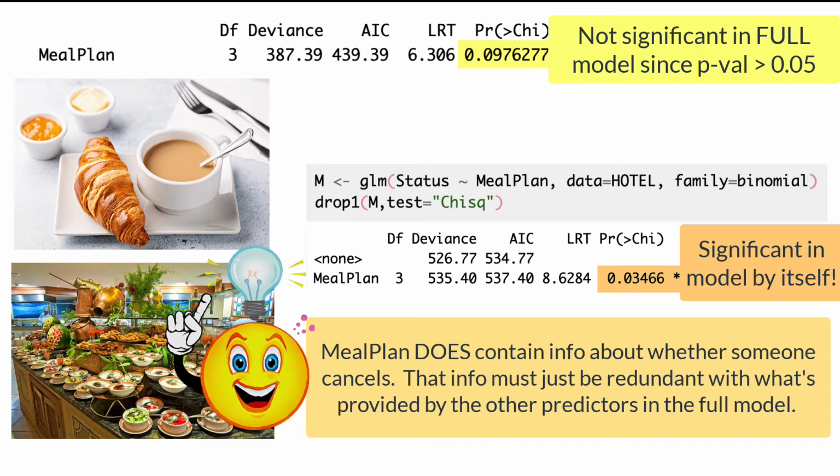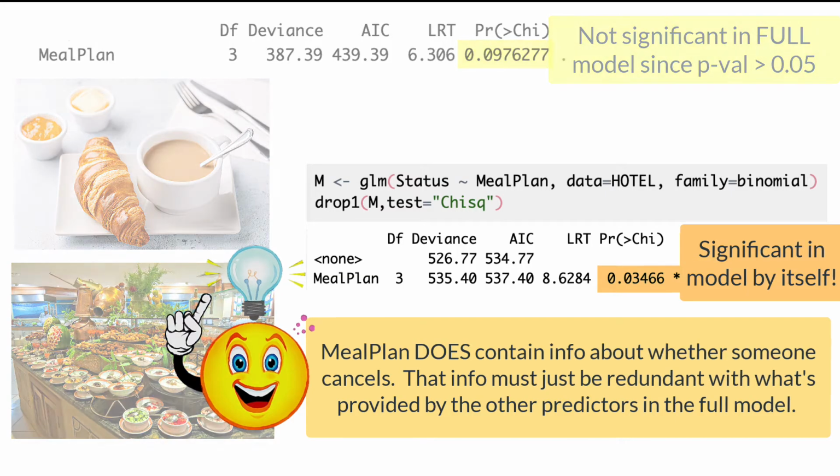So this tells us that the information that meal plan provides about the cancellation probability is redundant with the information contained in the other predictors. It's not offering anything new above and beyond the information provided by the other predictors in the model.